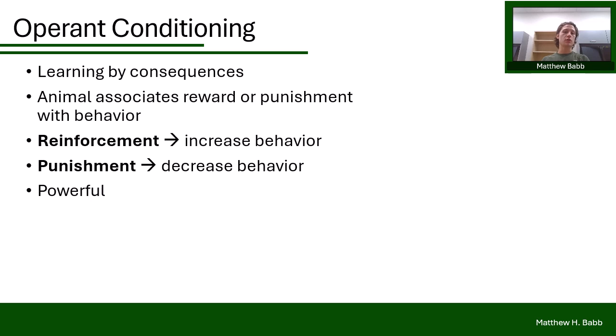Now, the other form of associative learning is known as operant conditioning. This type of learning is all about how behaviors are influenced by their consequences. The idea is pretty straightforward. If a behavior is followed by something rewarding, like reinforcement, it's more likely to happen again. If a behavior is followed by something unpleasant, like punishment, it's less likely to happen again. And so this is a very, very powerful type of learning. Even though we don't realize it, many of the behaviors we do every day are the result of operant conditioning.